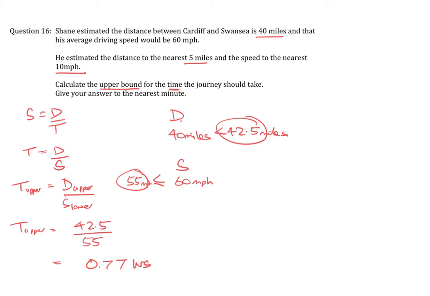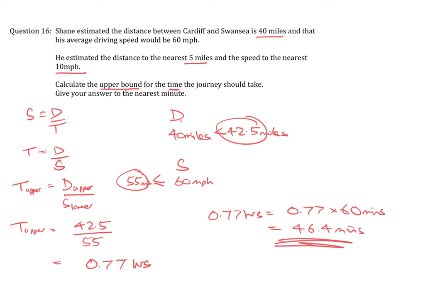We don't quote time in that sort of way. So let's turn that into minutes. So 0.77 hours is equal to 0.77 multiplied by 60 minutes. So leaving the whole number in my calculator, times by 60, and I get the answer of 46.4 minutes. So 46 minutes would probably suffice for the question.